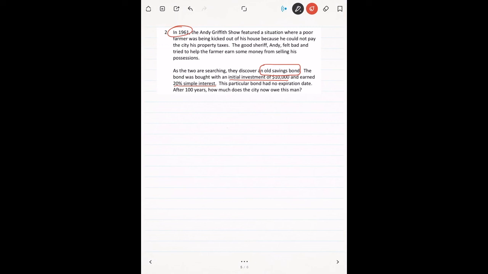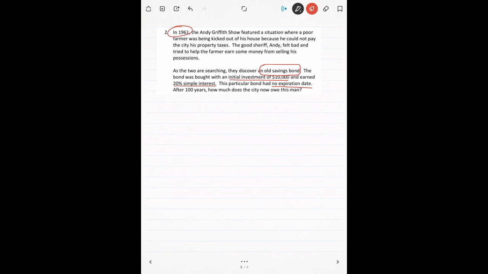And the guy says, oh, it's probably expired. And Andy's looking at it. He says, there's no expiration date. Meaning you didn't have a certain period of time to cash the bond in. Meaning it can be left over year after year after year, collecting more and more money. Well, this guy's had this bond for years, and he's just forgotten about it.